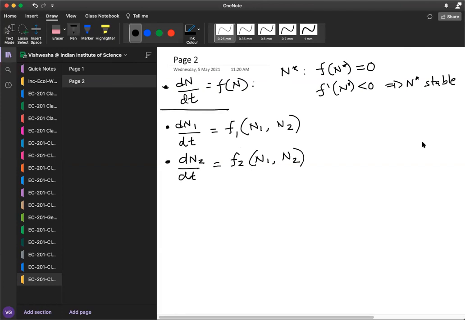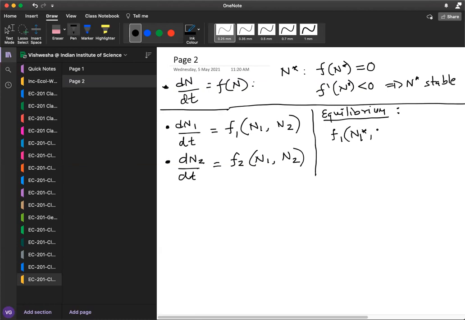Okay. So now, how do we define equilibrium for this system? Where both are zero. Exactly. So remember what equilibrium means: no dynamical variable changes. Therefore, both dN1 by dt and dN2 by dt are 0. Therefore, you find equilibrium by simultaneously solving these two equations.